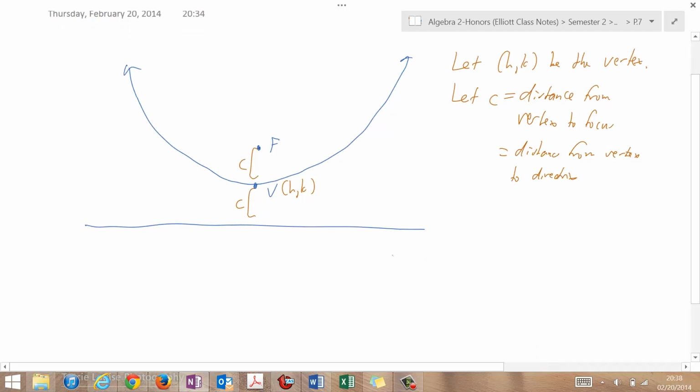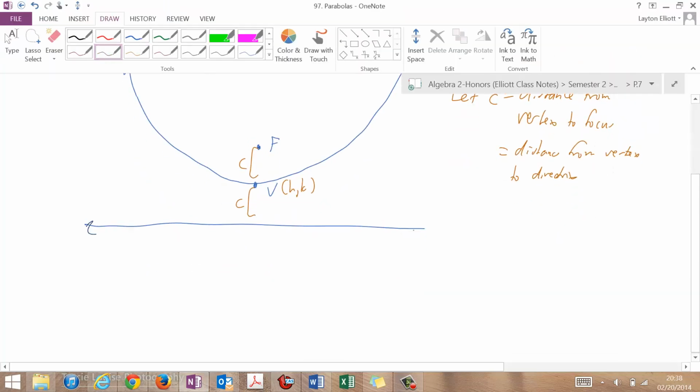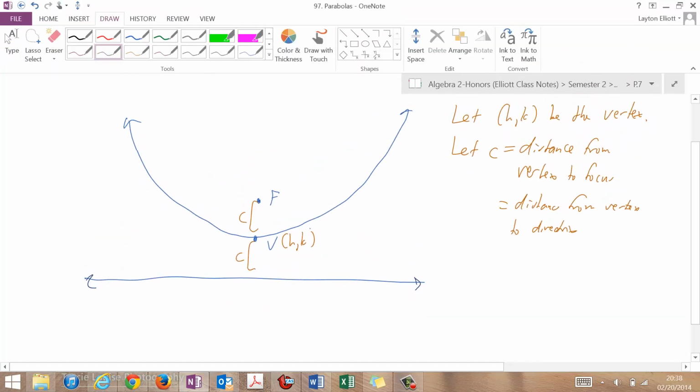Okay, so when we say directrix, we mean this straight line here. And this line is a horizontal line specifically because this is an up-down parabola. Now, what I have to do in order to derive this is I have to come up with coordinates for F. Now, F is going to have the same x as the vertex, but it's going to have a different y. It's actually going to be k plus c. It's going to be just upwards from there. And furthermore, this directrix is actually going to have an equation of y equals k minus c.